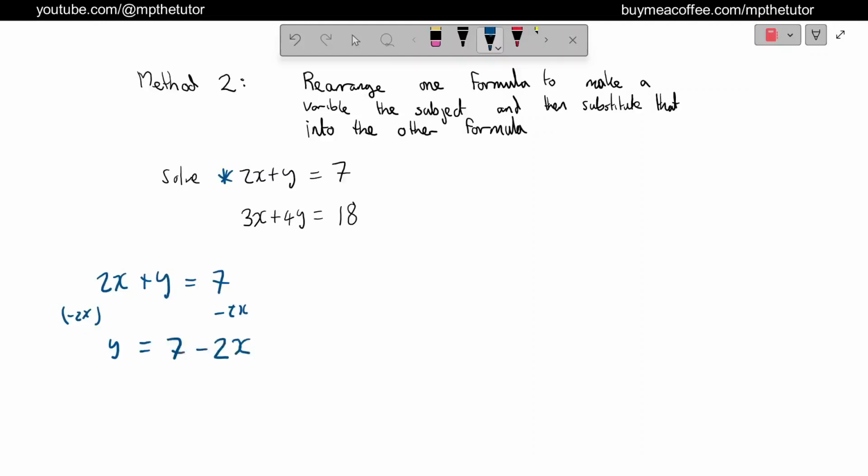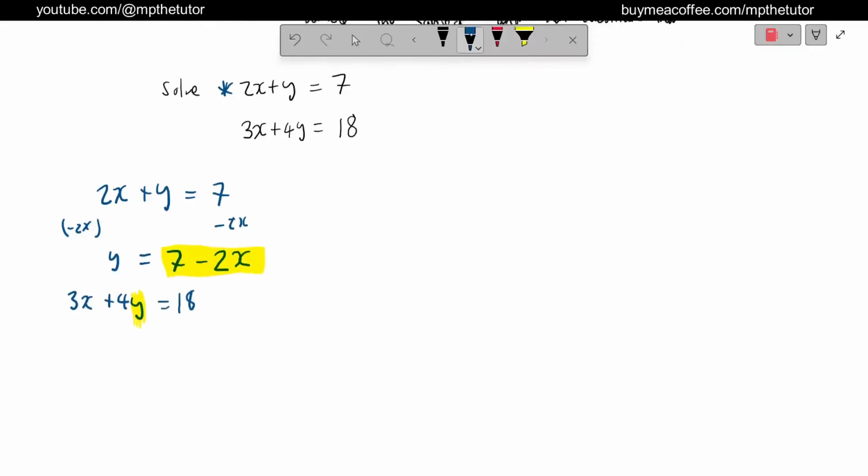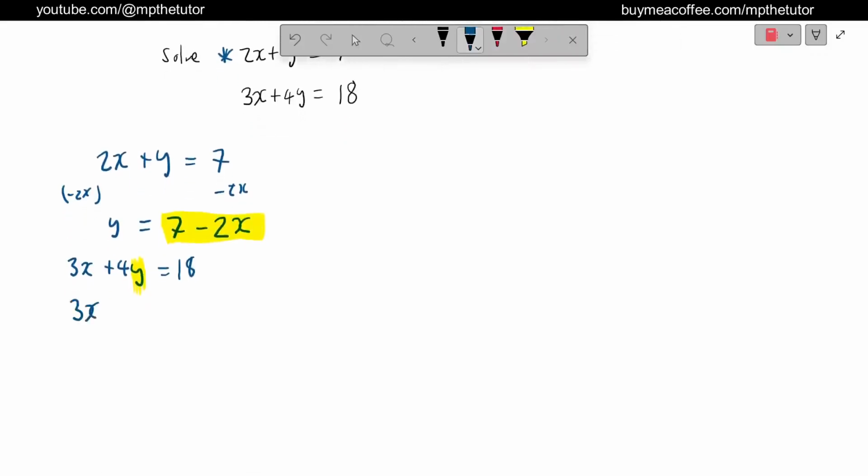What we also then have is the other formula. So you have 3x plus 4y equals 18. And what we're going to do is we're going to replace the y with this y, which I'm highlighting here. So that 4y becomes 4 lots of the 7 minus 2x. So we end up with 3x plus 4 lots of 7 minus 2x equals 18.